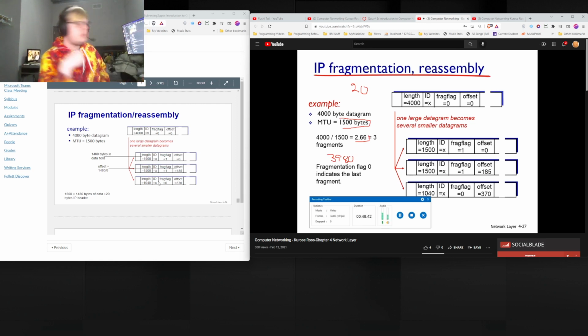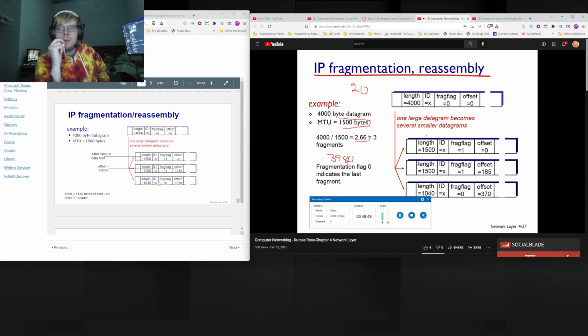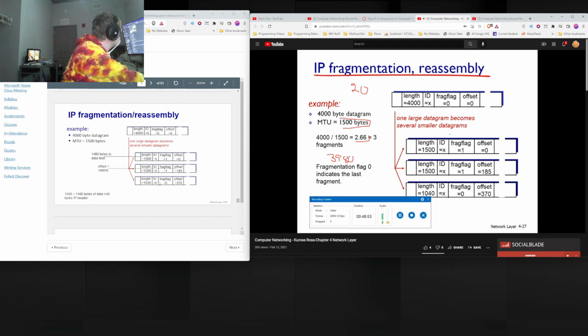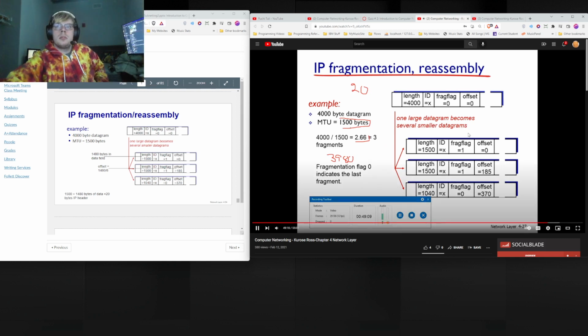bytes. So that means this has to be broken down, right? One large datagram will now become 3 smaller datagrams. How will it become 3 smaller datagrams? First, how will it be broken down? The first datagram will have a maximum length equal to the MTU capacity.